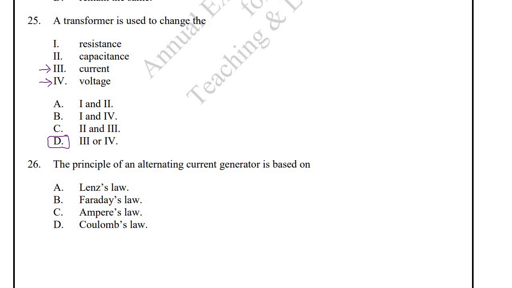Question number 26. The principle of the alternating current generator. The AC generator is a device that produces an induced EMF when a rotating coil is present inside a magnetic field. So the working principle of this AC generator is Faraday's law, which states that the rate of change of magnetic flux through any conductor is directly proportional to the induced EMF across the ends of the conductor. So option B is the right answer.